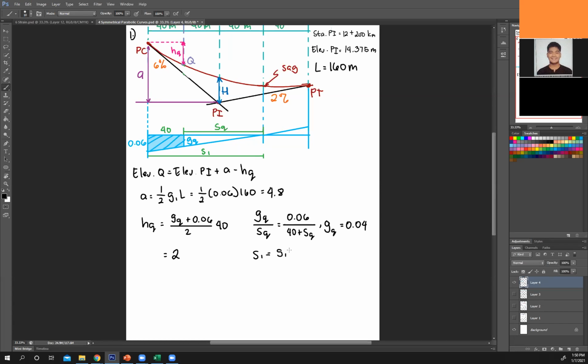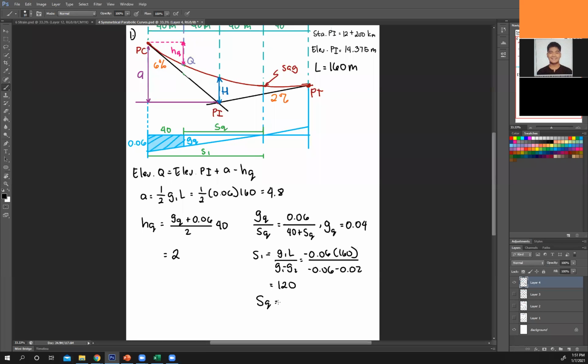So S1 equals G1L all over G1 minus G2. G1 is 0.06, negative since downward, so negative 0.06 times L, 160, all over G1, again negative 0.06, minus G2, positive 0.02. Therefore, S1 is 120. If you solve for this, you get 120.